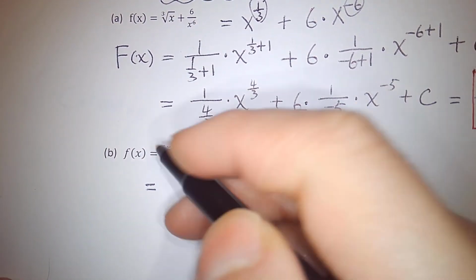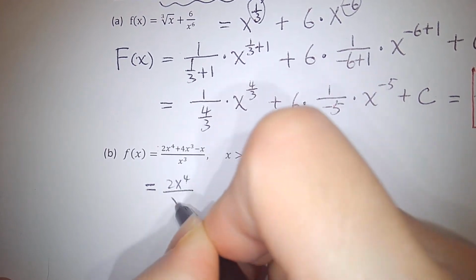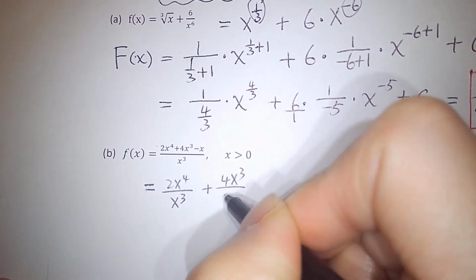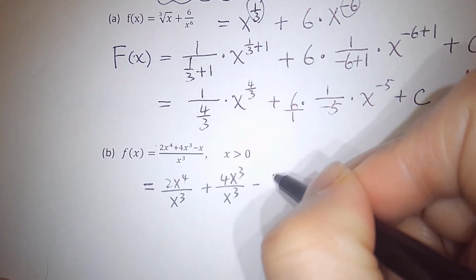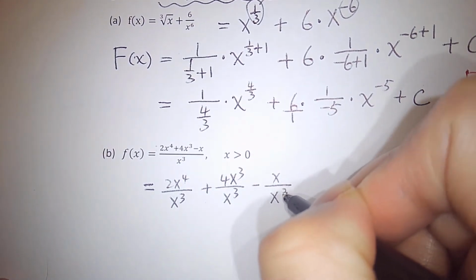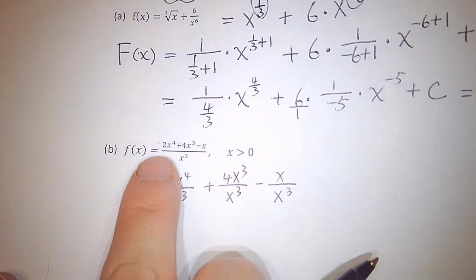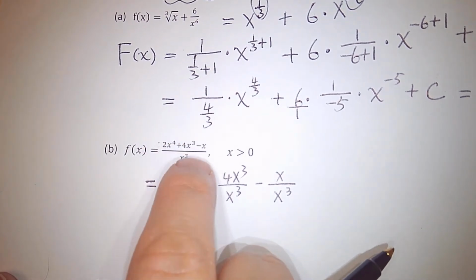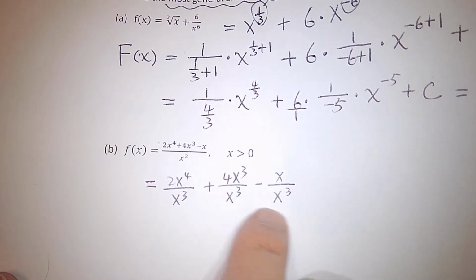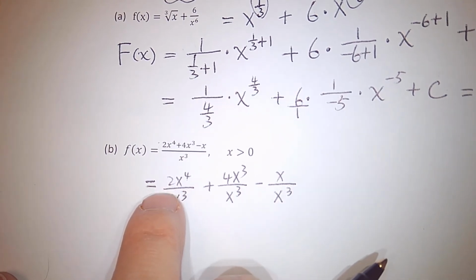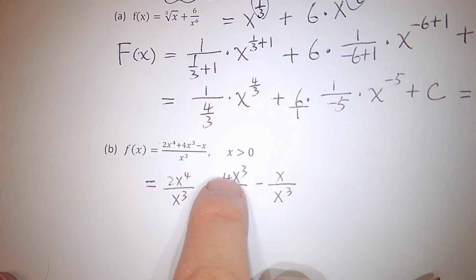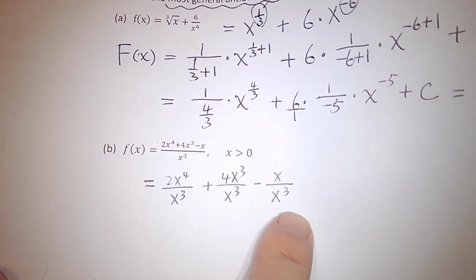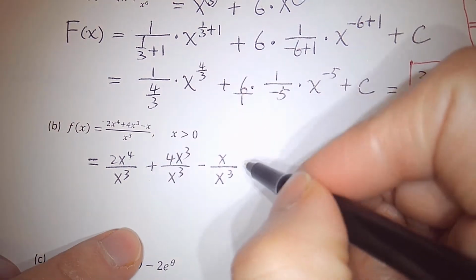2x to the fourth power over x to the cube, plus 4x to the cube divided by x to the cube, and minus x over x to the cube. Splitting the three terms on the top and then letting them divide by x to the cube, one by one, right? Do you see that? 2x to the fourth, 4x to the cube, negative x, divided by x to the cube. And then let's see what we can get.